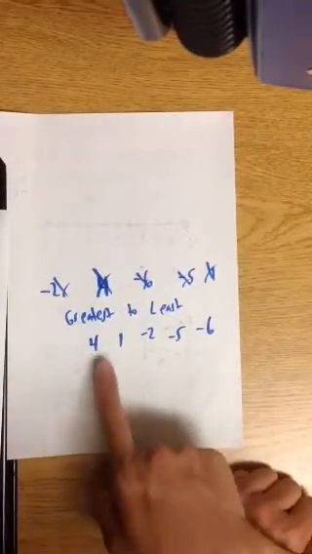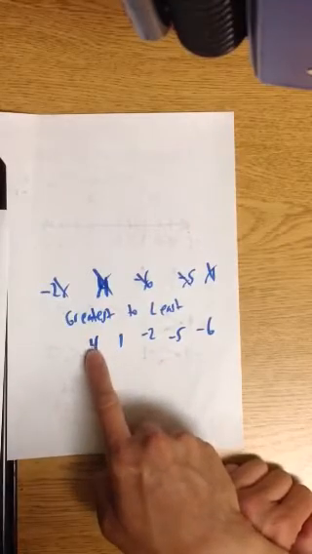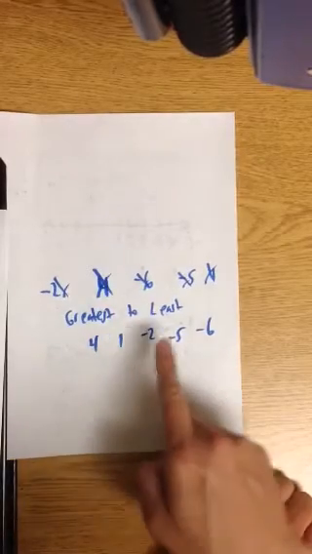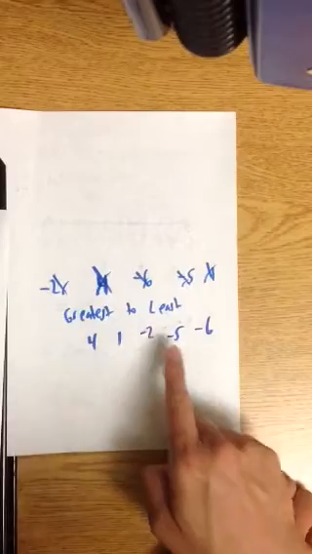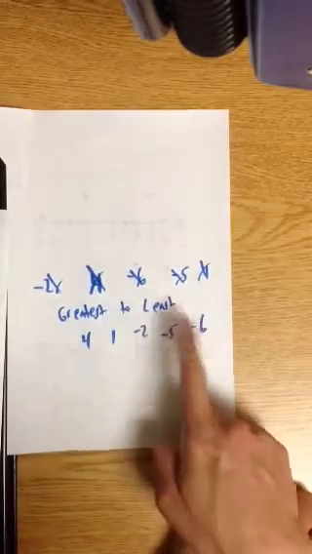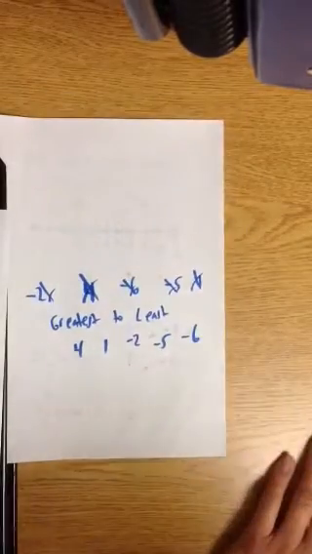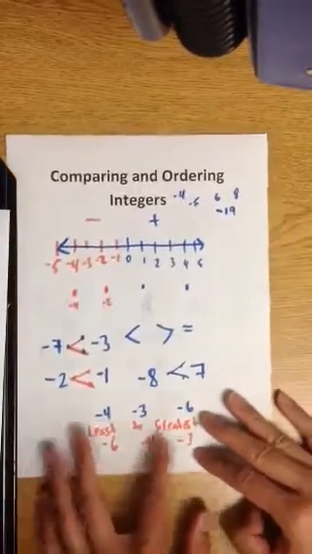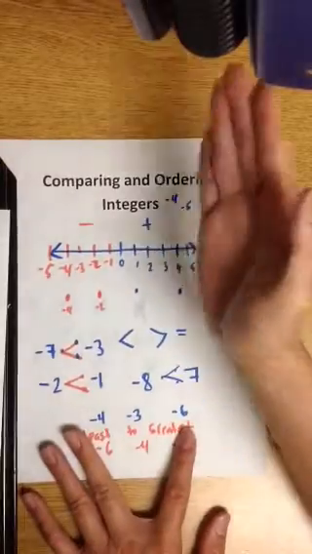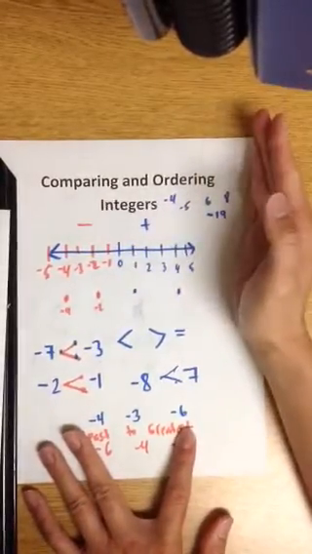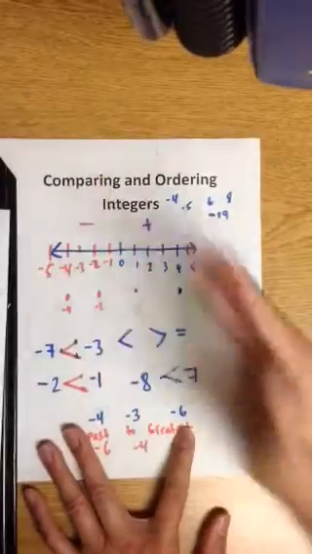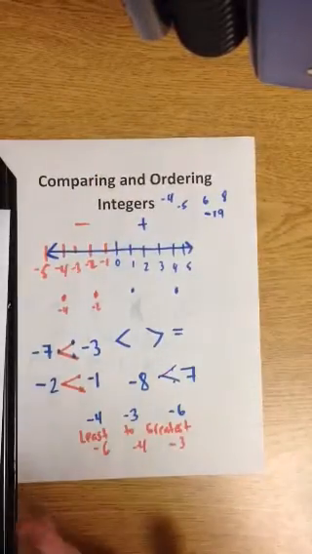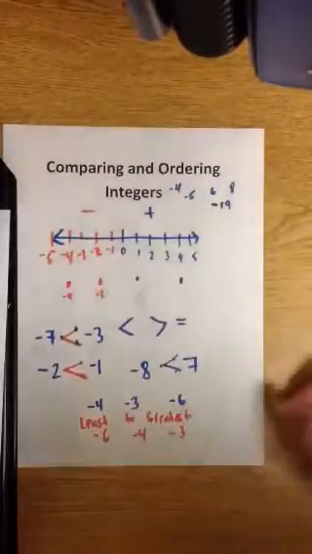So another way to say it is, for the greatest thing, I want 4 positive friends, then 1 positive friend, then 2 negative friends, then 5 negative friends, and 6 negative friends. The least thing I need in my life is 6 negative friends. The greatest thing I need in my life is 4 positive friends. So this is how to compare and order integers. Anything to the right on the number line is greater. The more left you go, the least or less it is. That's ordering integers.